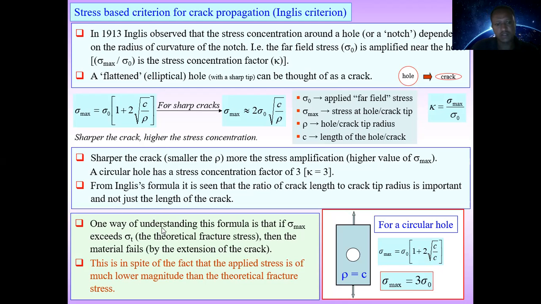One way of understanding this formula is that if sigma max exceeds sigma t, the theoretical fracture stress, then the material fails by extension of the crack. This is despite the fact that the applied stress is of much lower magnitude than the theoretical fracture stress. So this is for a circular hole.